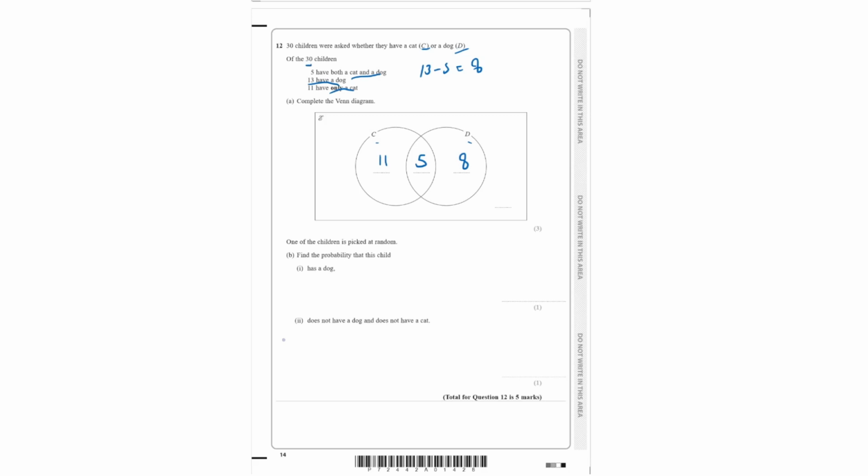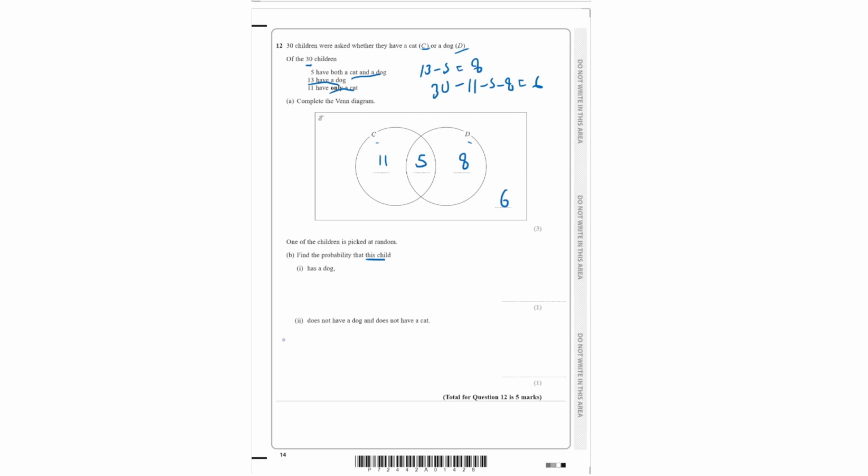So if we simply add 11, 5, and 8 and subtract it from 30, we can then find our value. So 30 minus 11 minus 5 minus 8 gives us 6. So 6 children do not have a cat or a dog. One of the children is picked at random. Find the probability that this child has a dog.